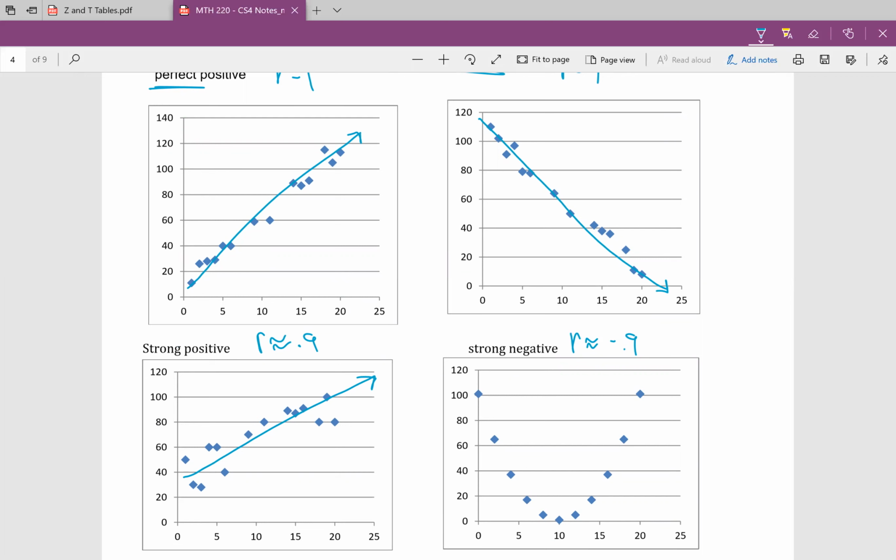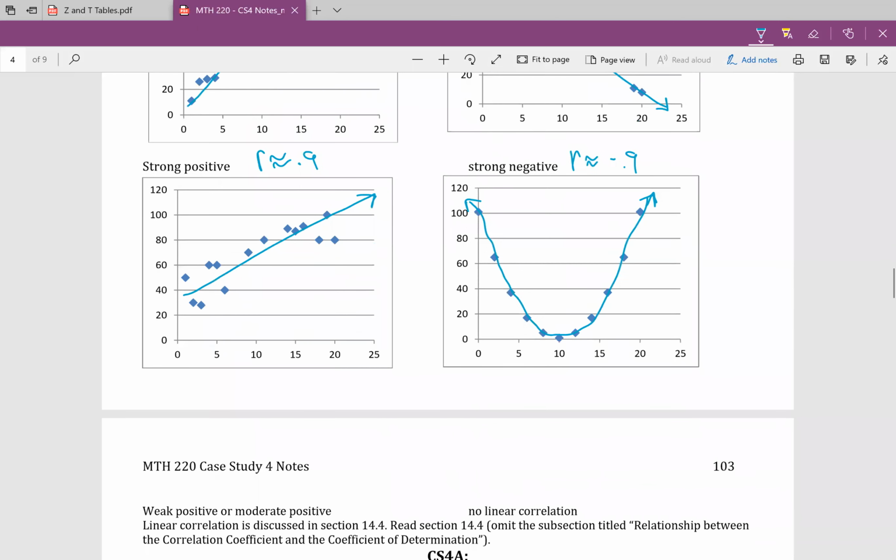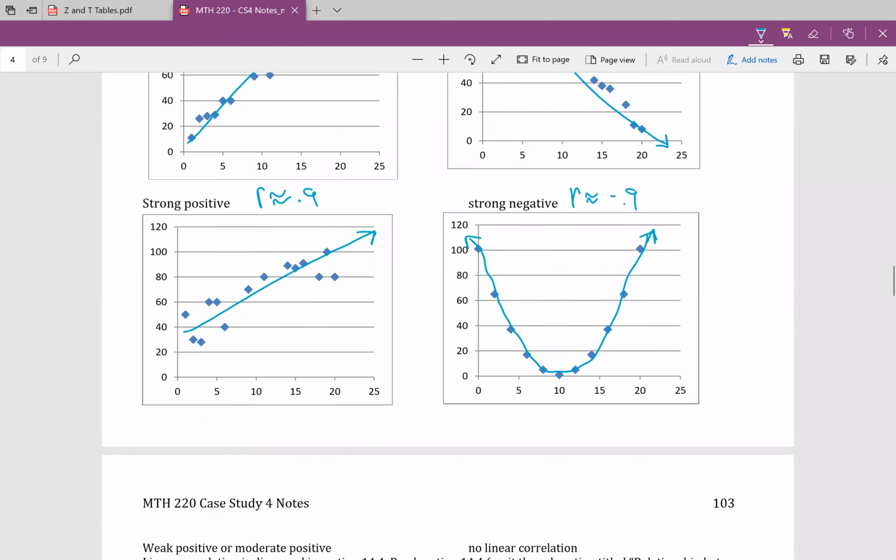Now this second picture, I can't really draw a good line to help represent what's going on here. Look at the shape that you see. This should be similar to something you've seen in algebra before. It looks kind of like a parabola, so that means that there isn't a linear relationship going on there. Those are the words that go along with that.